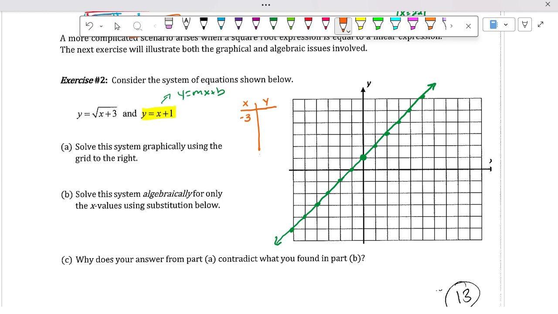And what's the square root of 0? 0. So this gives us the square root of 0, and that's 0. And then I'm just going to go down the line. So I want the square root of 1 now. So what number plus 3 will give me 1 under the radical? -2. And then the square root of 1 is 1.